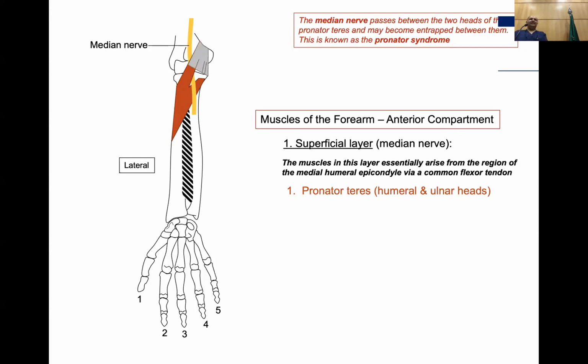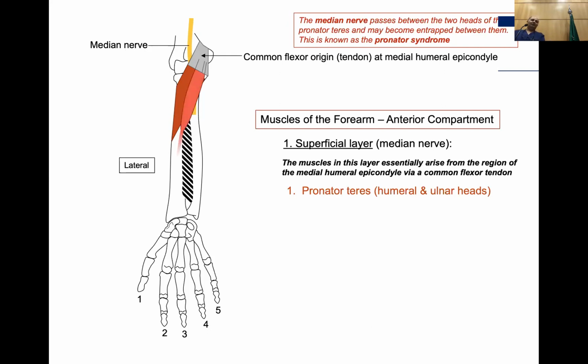Then, can you see this great thing which I have added? This is my common flexor attachment point. Old books say common flexor origin. So this is a common flexor attachment site, and from there most of the flexors of the forearm are emerging.